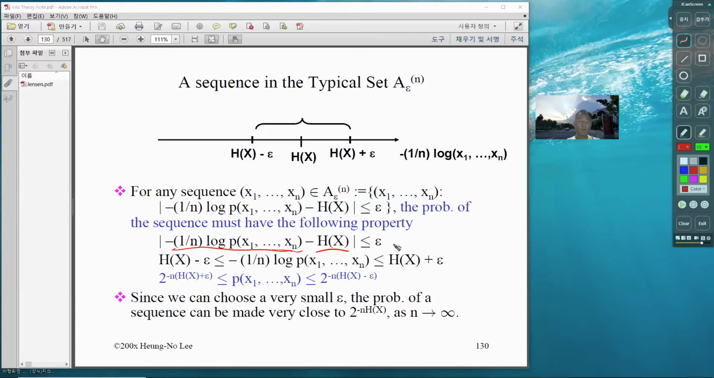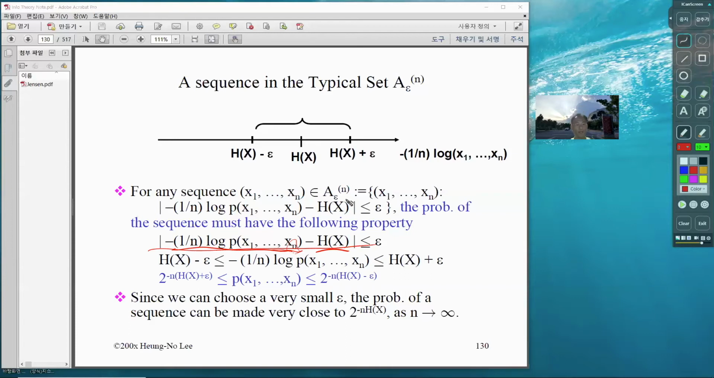Your parametric choice. Okay, so epsilon could be any number that you can choose, which is greater than 0. Okay, so any positive number you choose, you can find a large enough n so that this is true. Okay, and then you can collect all those x's that satisfy this condition, and then we call it the typical set.